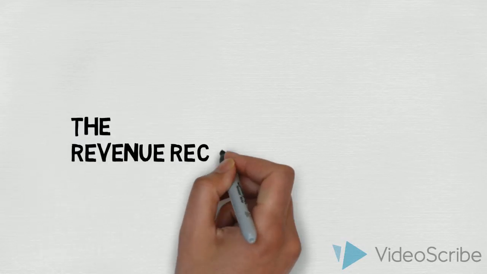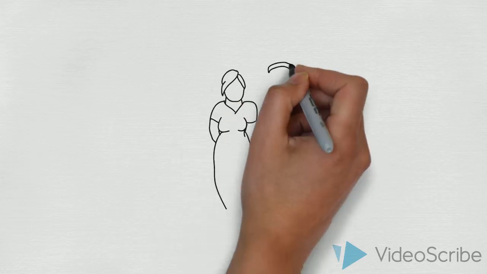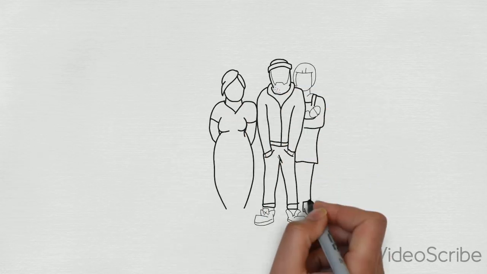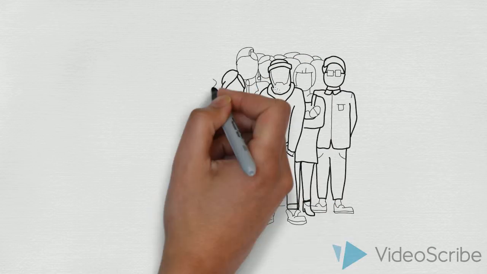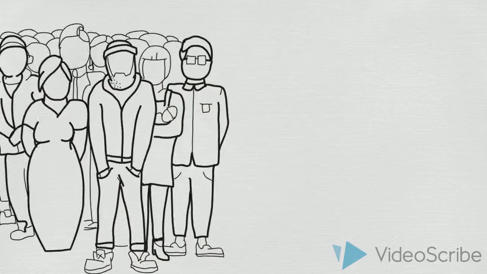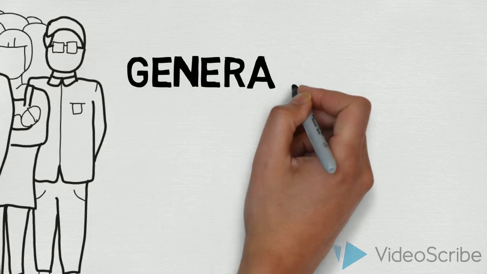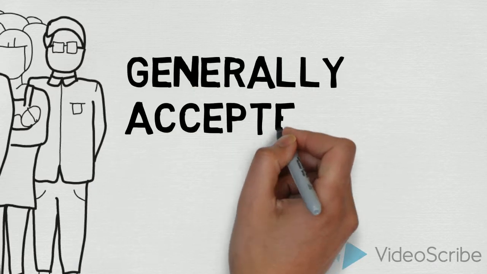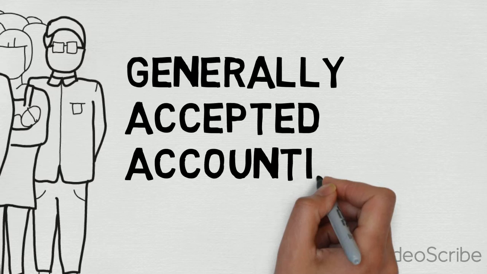Let's talk about the revenue recognition principle. To ensure consistency and compliancy within companies' accounting procedures, the Australian Accounting Standards Board have developed the GAAP, the Generally Accepted Accounting Principles, which are the standards, rules, principles and procedures that govern the field of accounting. One of these principles is the revenue recognition principle.